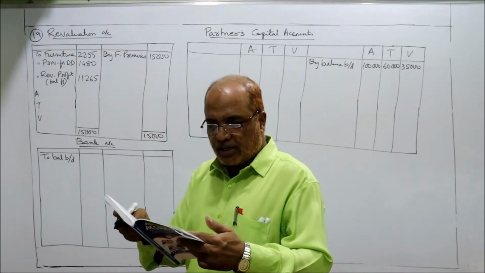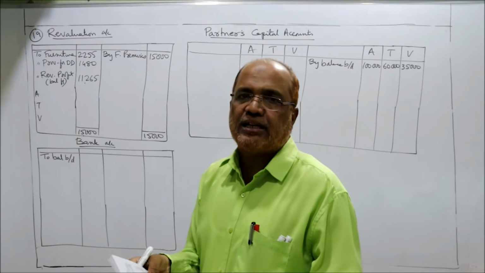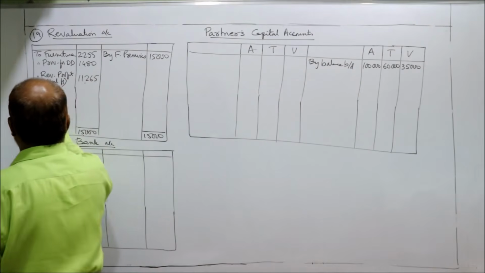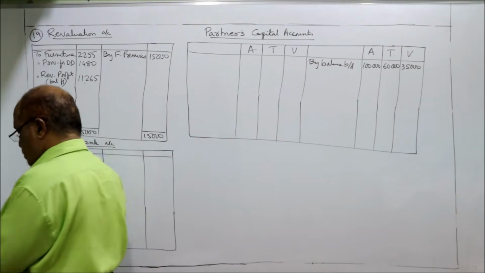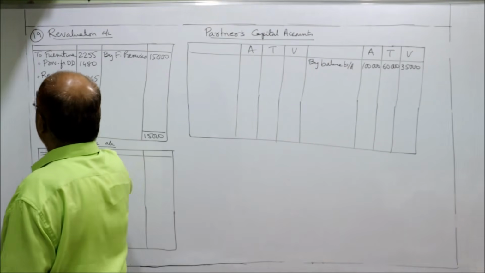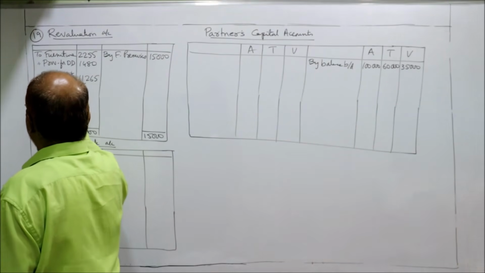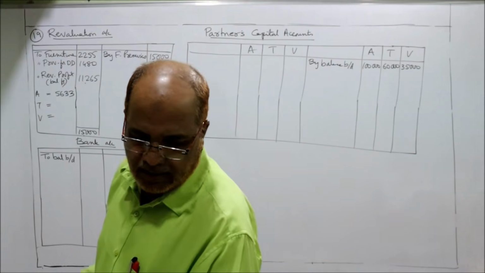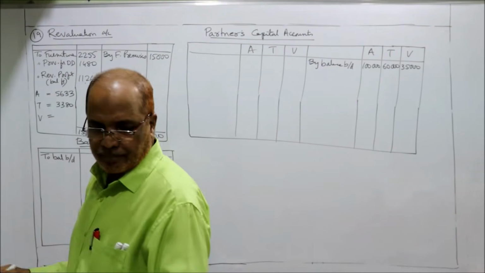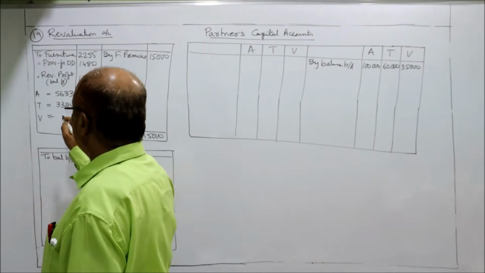In old profit sharing ratio. The old profit sharing ratio is 5 by 10, 3 by 10, 2 by 10. So this amount into 5 by 10. You are going to get how much? 5633. Then 3380. Last one is 2252.